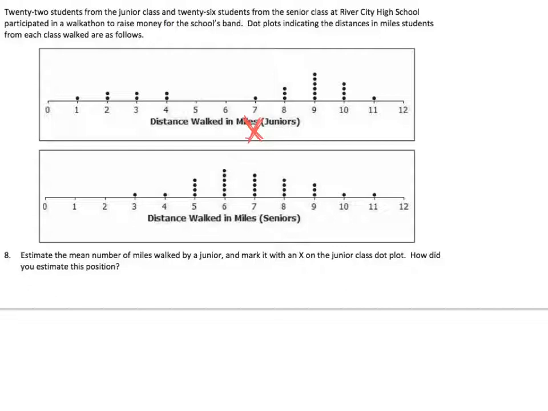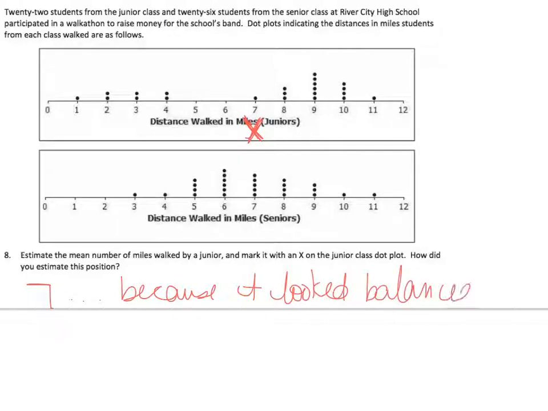See what happens. Okay. I guessed 7 because it looked balanced. It made sense to me, right? Yeah, it could be anywhere. You just have to pick something and tell me why.